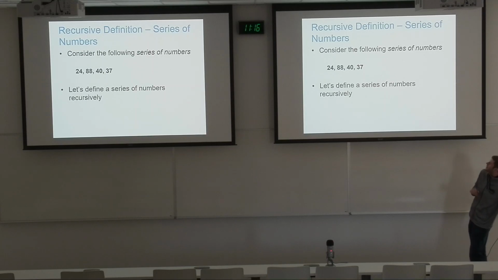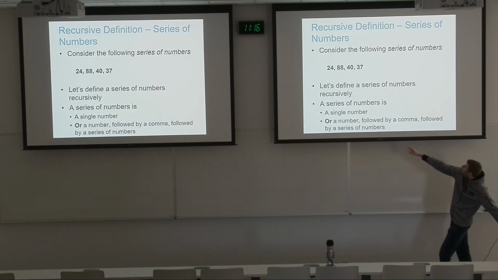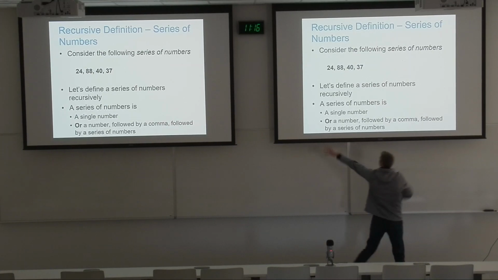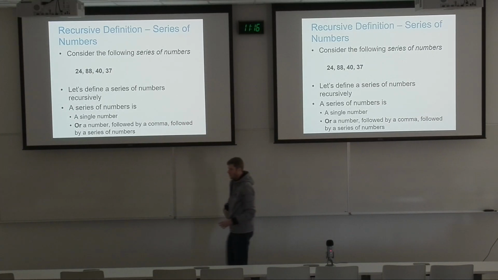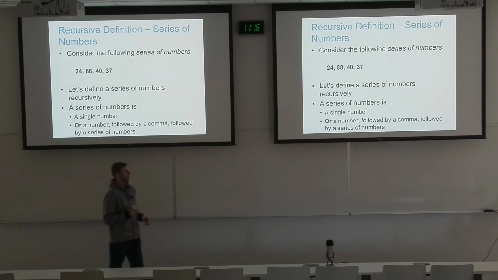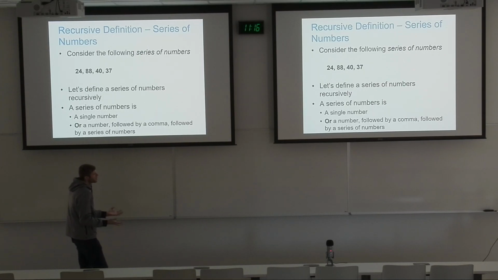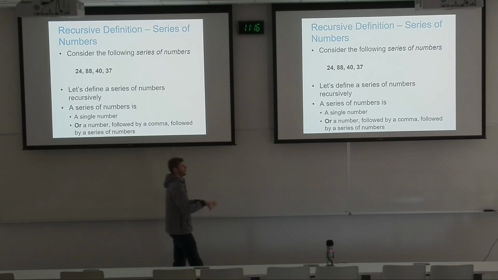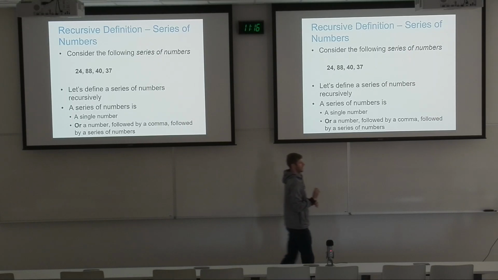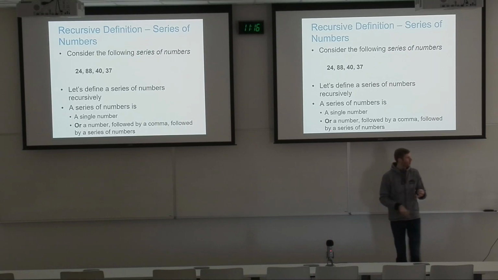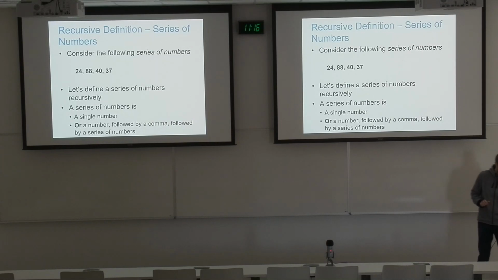Let's define a series of numbers recursively. A series of numbers is a single number, or a number followed by a comma followed by a series of numbers. Might seem somewhat contrived, but let's think about it. We can do it constructively or deconstructively, but in this case, we've got a question: is 24, 88, 40, and 37 a sequence of numbers?